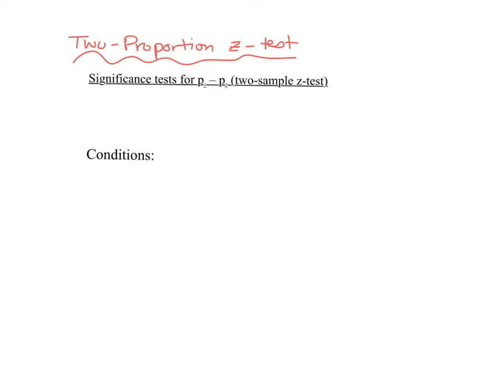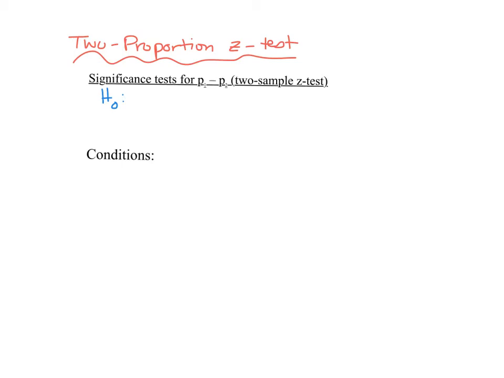So this next section is about running a two proportion z-test. And the two proportion z-test, as you might be able to guess, has to do with proportions, and it also has to do with two independent samples. So the hypotheses will be of one of two forms.